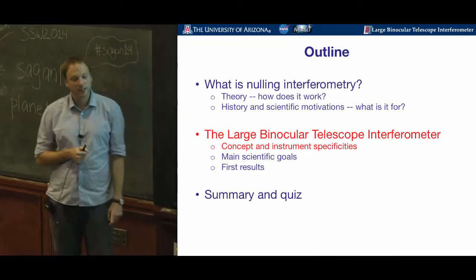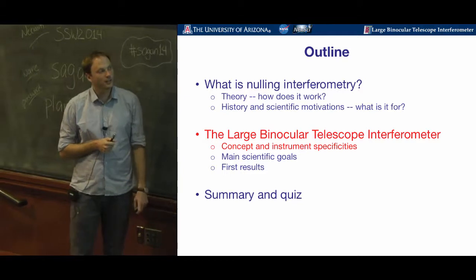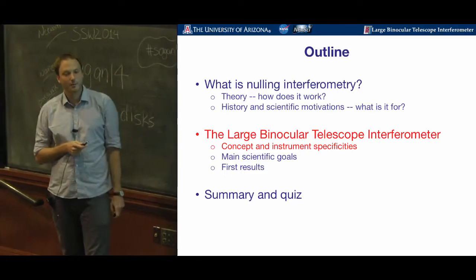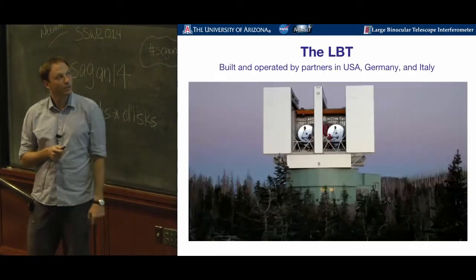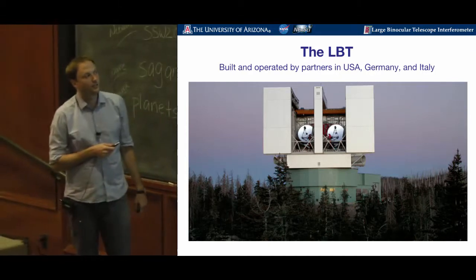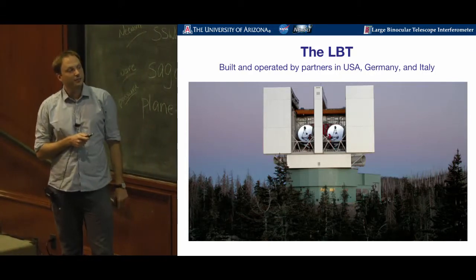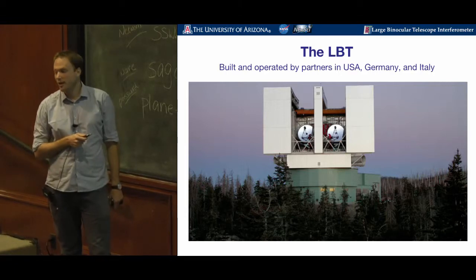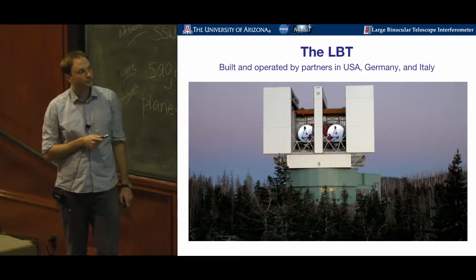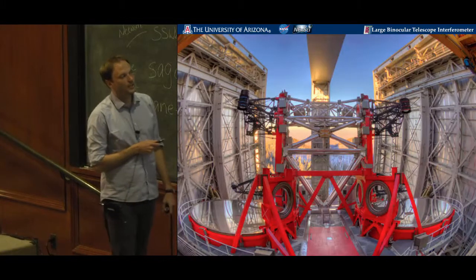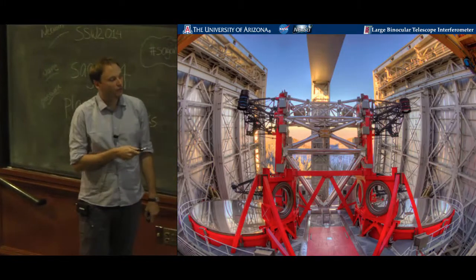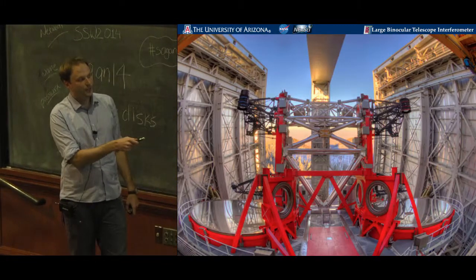So now let's go to the Large Binocular Telescope Interferometer, the concept of the instrument. This is a picture of the LBT. It's located on Mount Graham in Arizona. It's built and operated by partners in the US, Italy, and Germany. This is an inside view of the telescope. It's really impressive. Each telescope here is 8.4 meters.